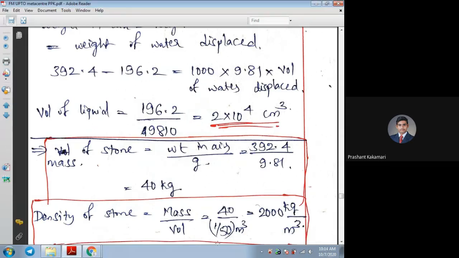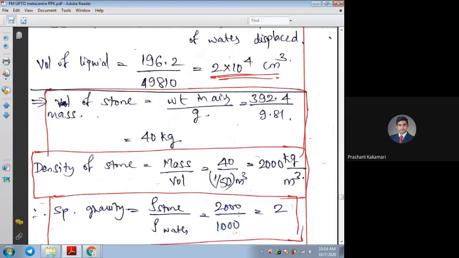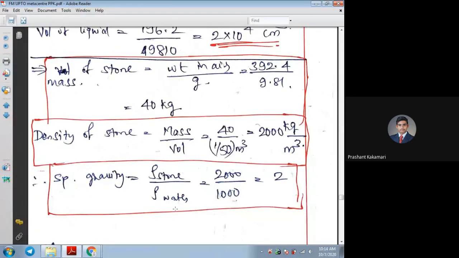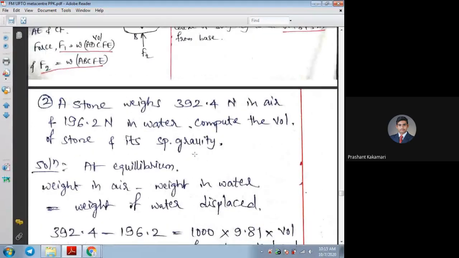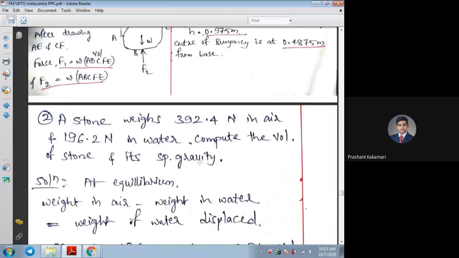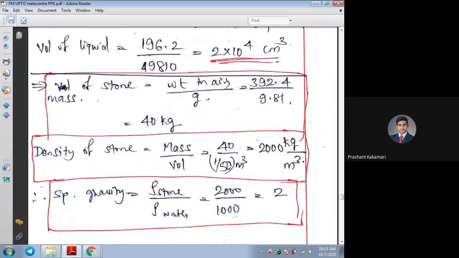Now, once you know the density of the given object, we will take the ratio of the density of stone to the density of water. All of you know the standard density of water, that is 1000. So we'll directly divide the density of stone by the density of water. Why? Because we are finding the specific gravity of the given stone. If it were the specific gravity of water itself, then we would have taken the ratio of density of water to density of water. But here stone is given, so I'll take 2000 by 1000. It will be 2. So all of you can note down this procedure and the answers.